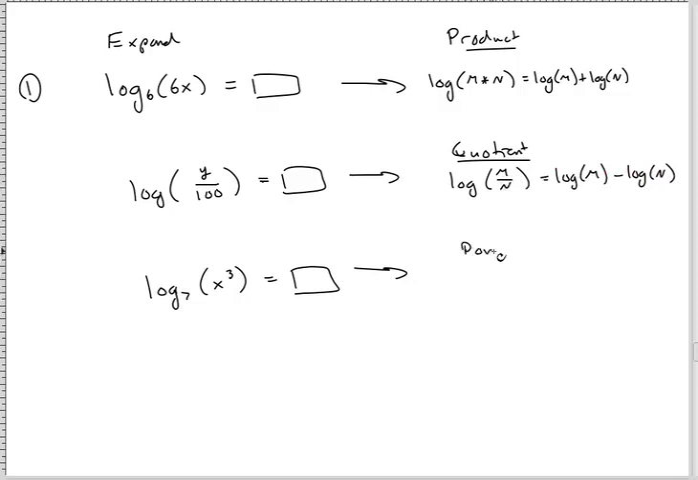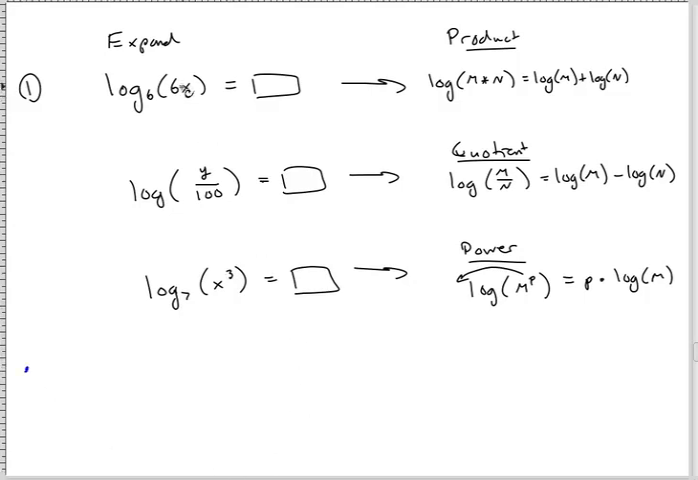And then you have the power rule, which is log of m to the p power. What happens is the p comes to the front. P times log of m is your answer. And so we're going to basically go from these condensed forms over to the expanded forms. And for each one of these, it's not very hard, but we definitely have to talk about it.